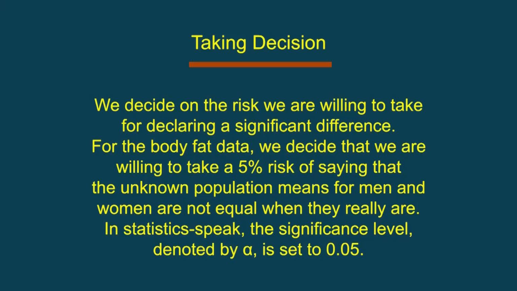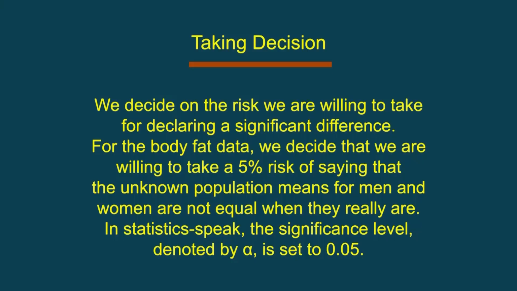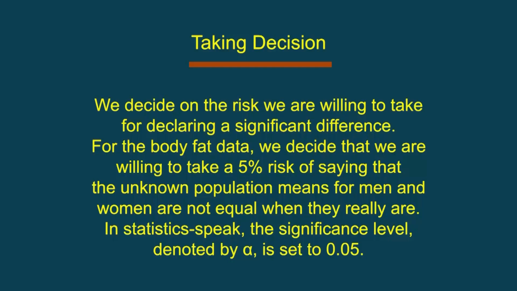We decide on the risk we are willing to take for declaring a significant difference, whether the difference between the sample means is significant or not. For the body fat data, we decide that we are willing to take a 5% risk of saying that the unknown population means for men and women are not equal when they really are. So this risk is again the risk of type 1 error. In statistics speak, the significance level denoted by alpha is set to 0.05.